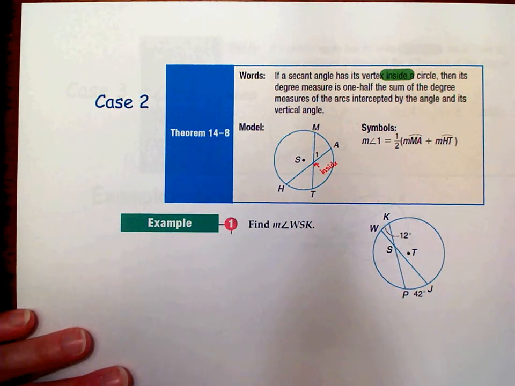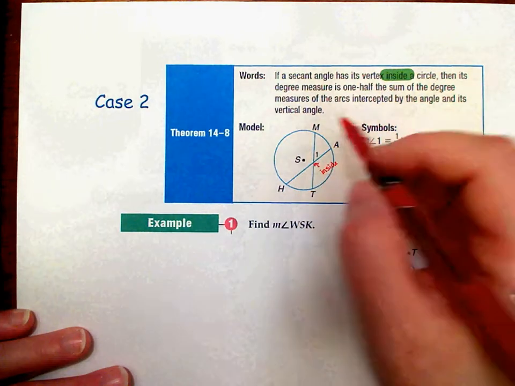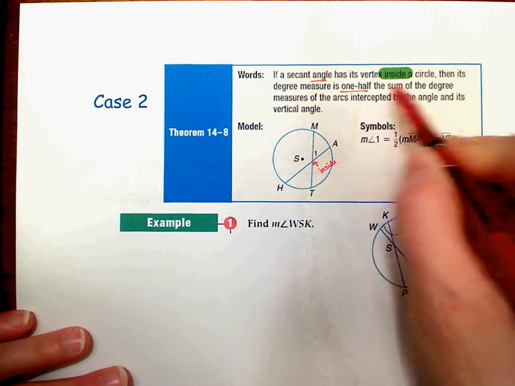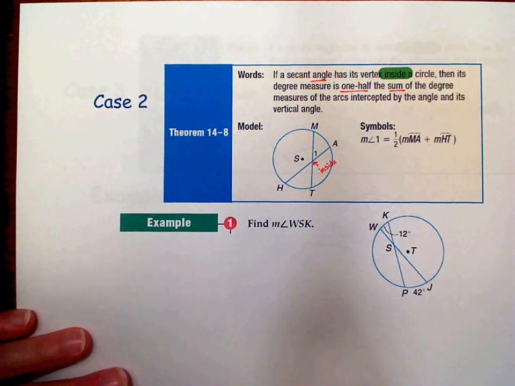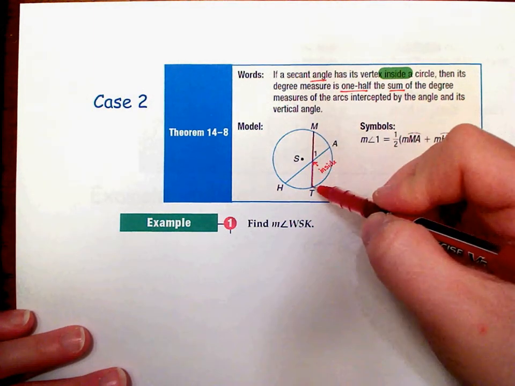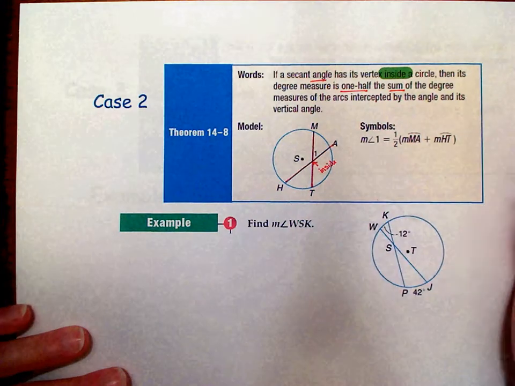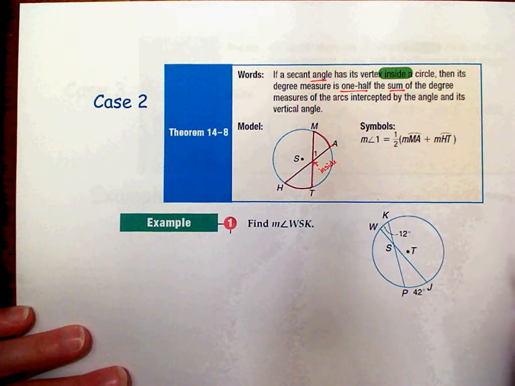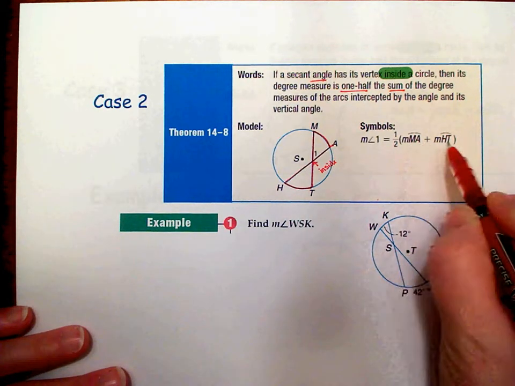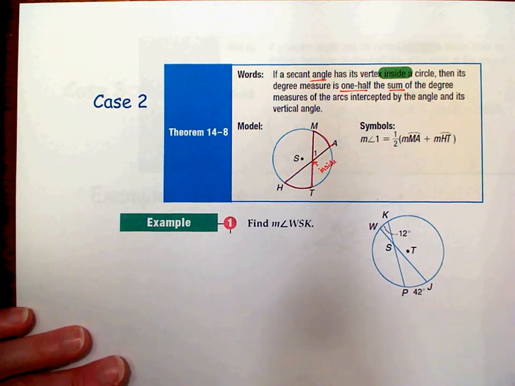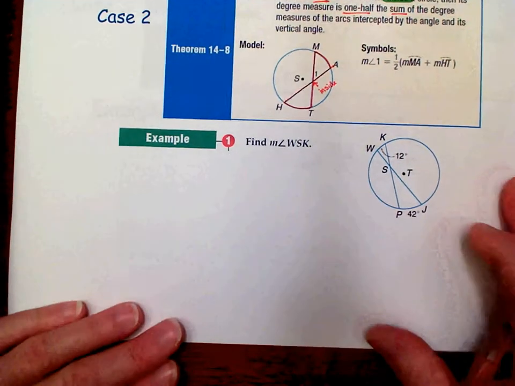So here's the relationship. The angle, the secant angle, its degree measure is going to be 1/2 the sum of the two arcs that it is intercepting. So if we're finding the measure of angle 1, this is a side making angle 1 and this is a side making angle 1. The two arcs we're talking about are MA and HT. We would have to add those together and take half of that sum to find the measure of angle 1.